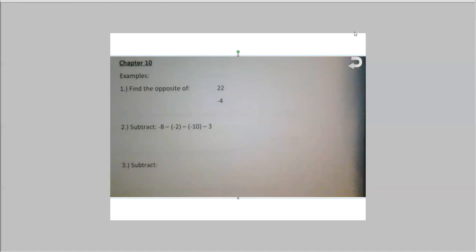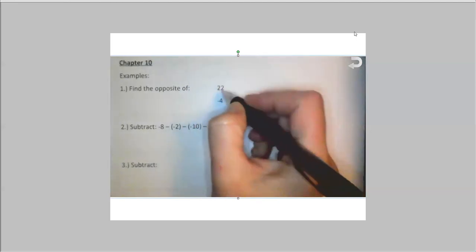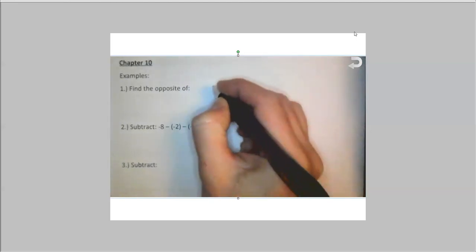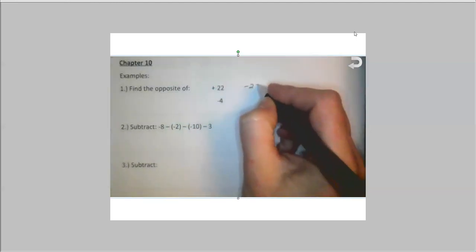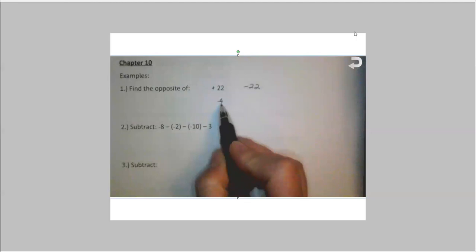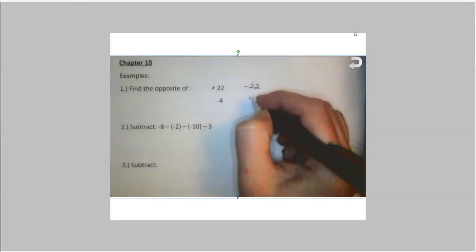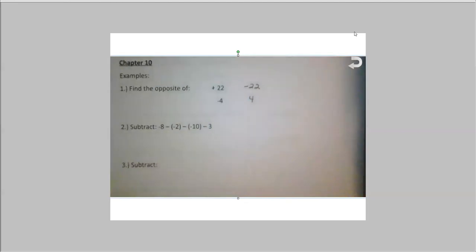So if I was looking for the opposite of 22, that means what is the opposite sign? I know you don't see it here, but if you don't have a sign in front of a number, it is understood to be positive. So the opposite of 22 would be negative 22. If a number is negative, you will see that sign in front. The opposite of negative 4 is a positive 4. And it's understood to be a positive, so you don't have to put the plus sign in front.